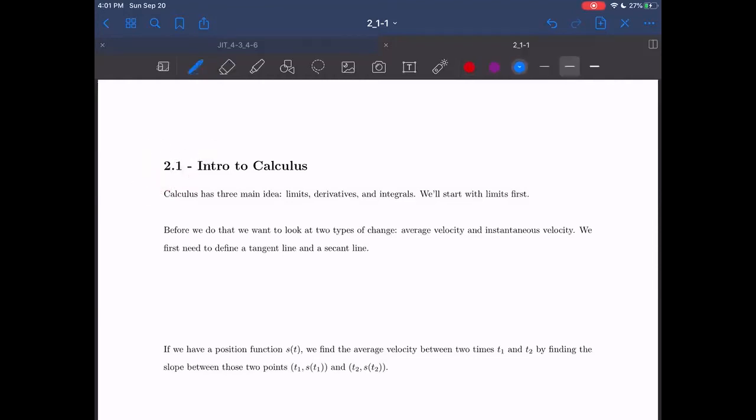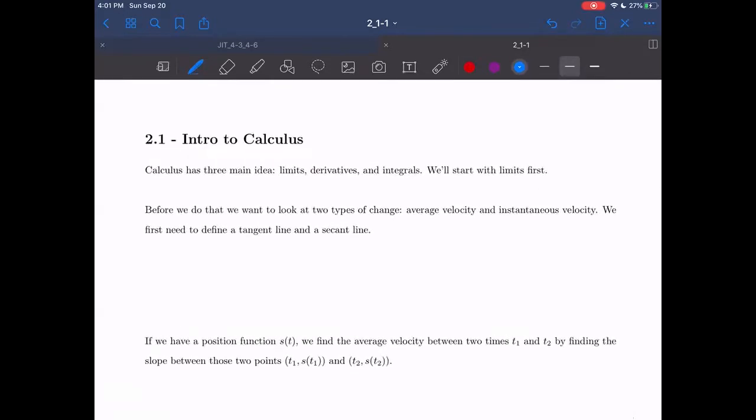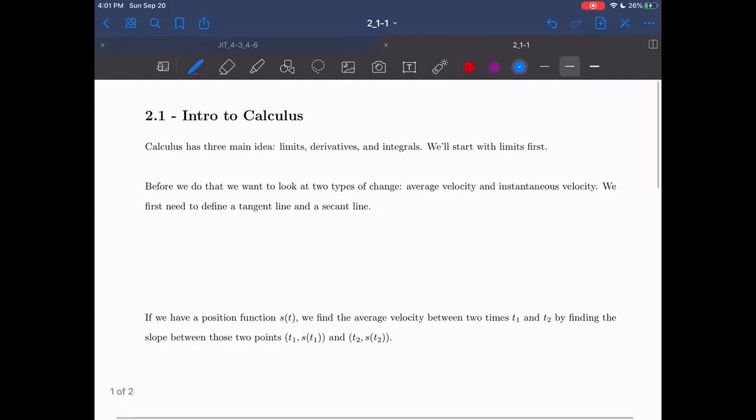Okay. All right, so calculus has three main ideas: limits, derivatives, and integrals. We'll start with limits first because everything else builds on that. Derivatives build on limits, integrals build on derivatives. So we'll start with limits.